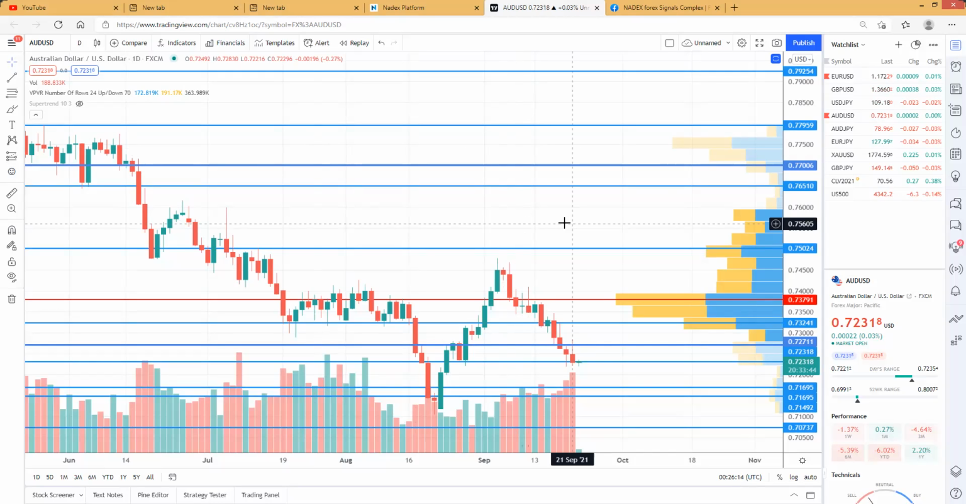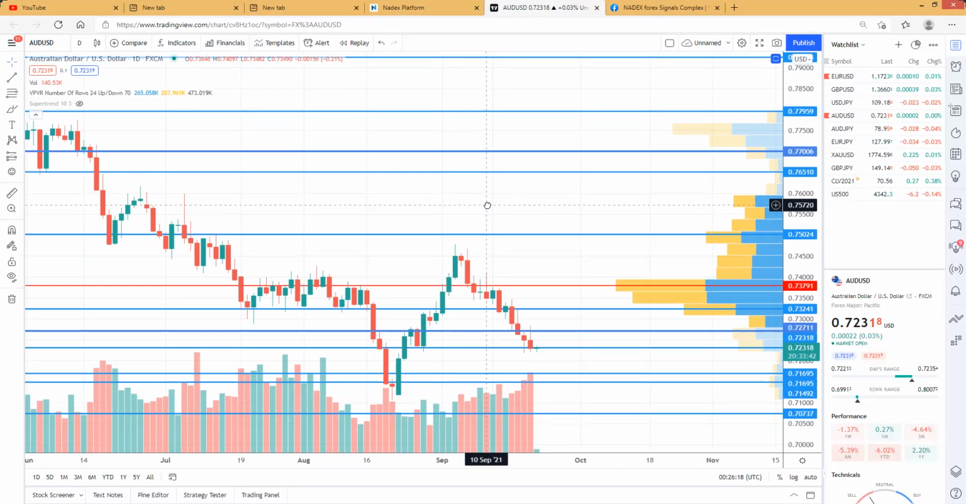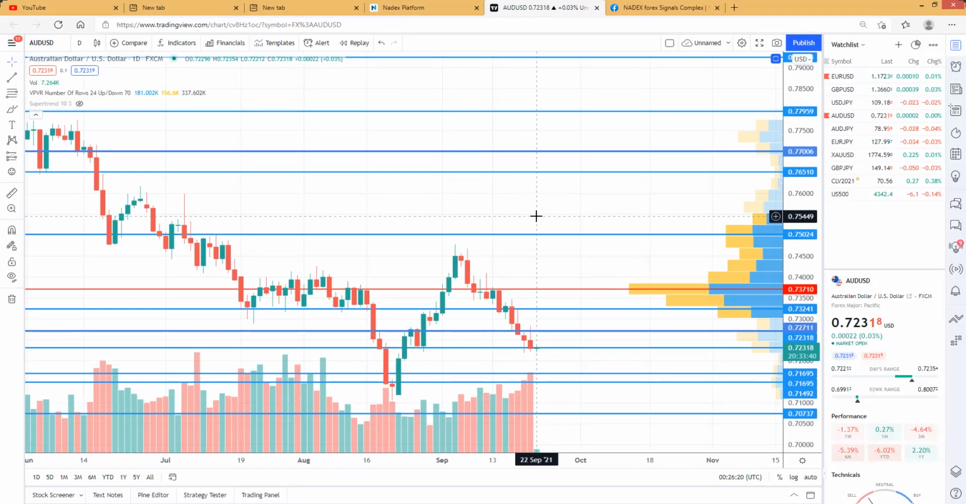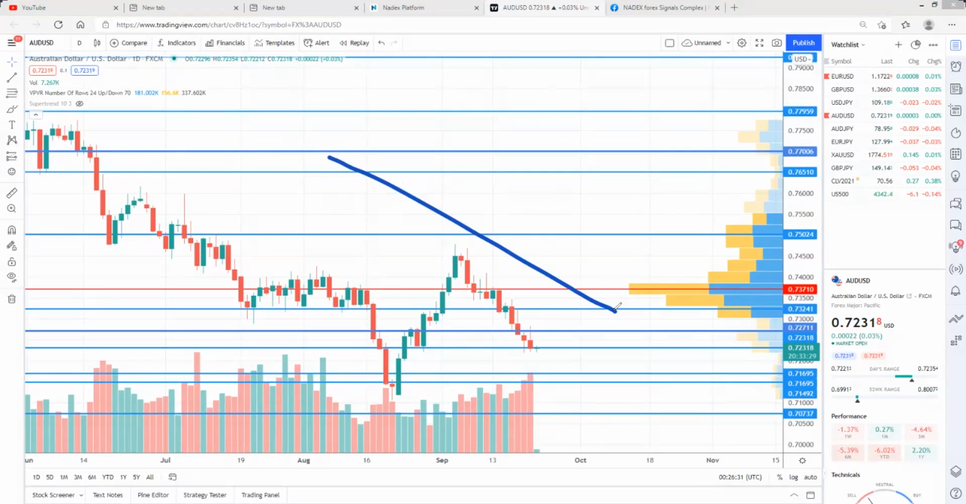Today I'm going to show you how to make money on Forex. So what we're going to use today is CFDs. Right now we're looking at AUD/USD. This is the daily chart. You clearly see there's a downtrend going on.